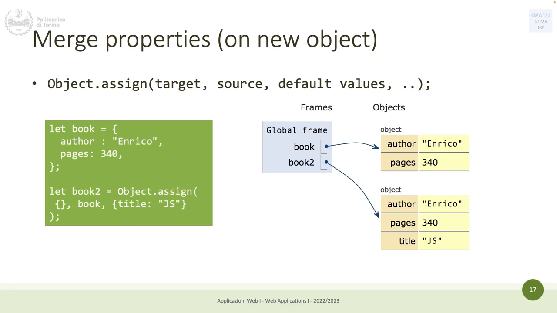Or you can also merge properties on a new object. That is adding, so we want to put title together with book and assign it to an empty object. And this empty object will give us a new object. So when there is an empty object, we are creating a new object. Otherwise, it's just putting things in the first object that we have. But here too, it's putting things in the first object we have, but the first object we have is empty, so it's new, and so we have a new object.